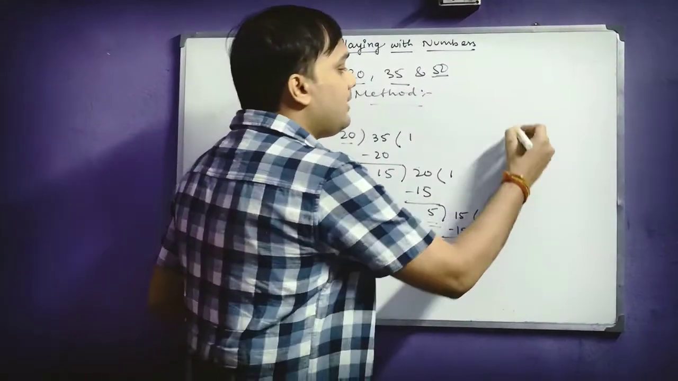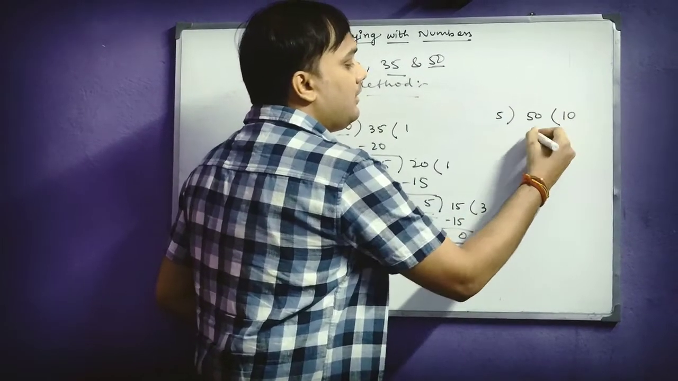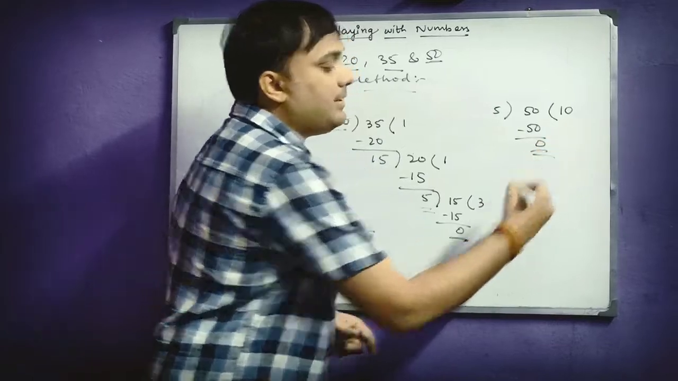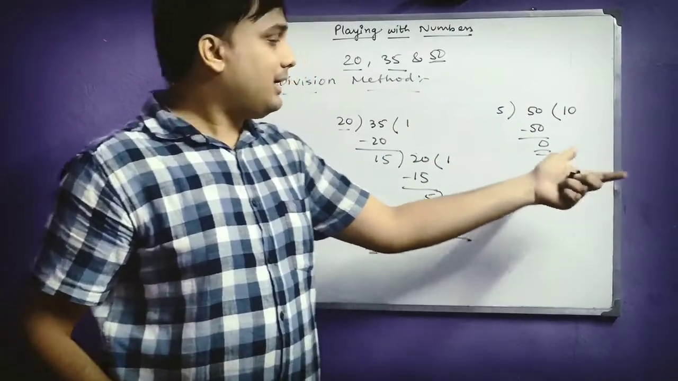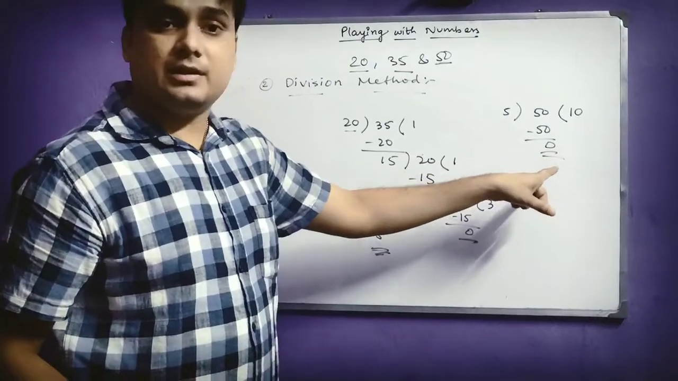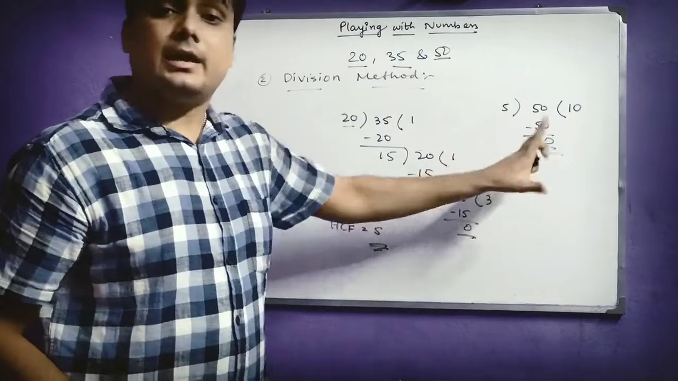So it will be 5 divided into 50, 5 tens are 50, and here we get the remainder as 0 in the first step itself. So it's very easy now, you can understand. You are getting the remainder 0 in the very first step, so your calculation ends here itself.